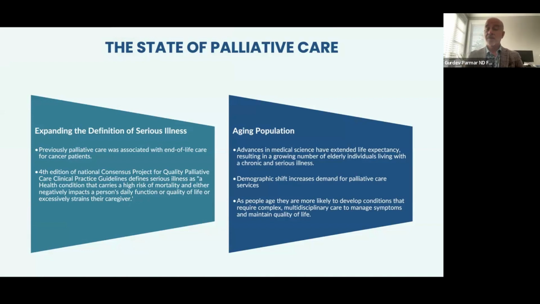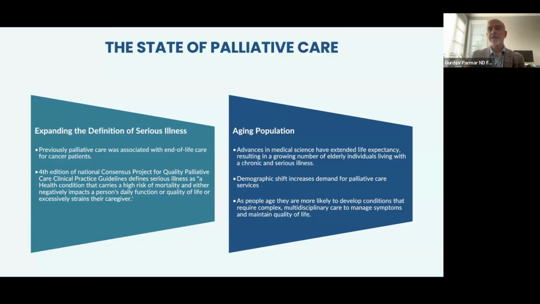So from very end stage cancer patients to this, any health condition with a high risk of mortality that negatively impacts a person's quality of life. So this now includes later stages or end stage heart disease, lung disease, kidney disease, liver disease, autoimmune conditions. Many conditions are now in this category.